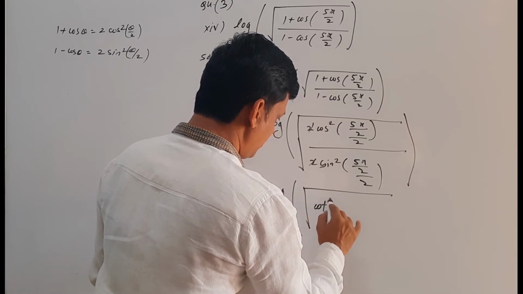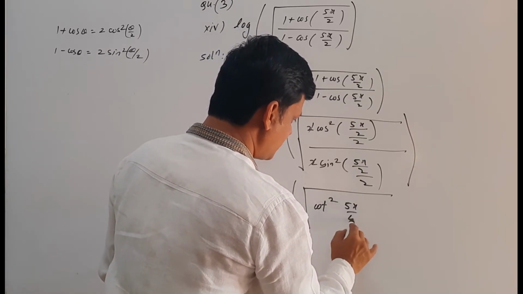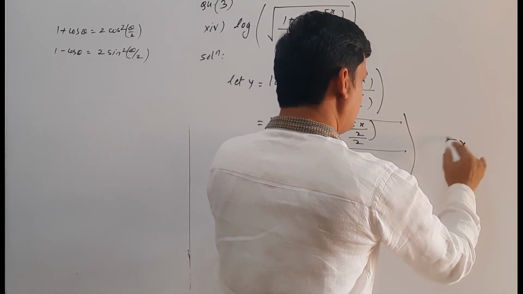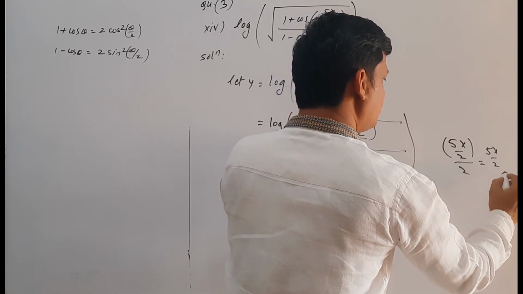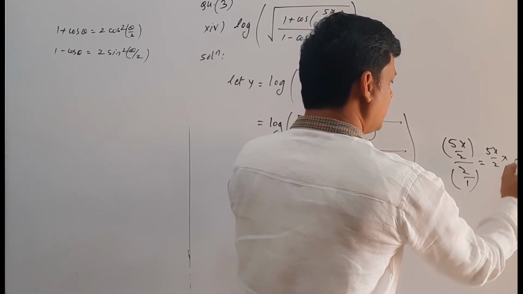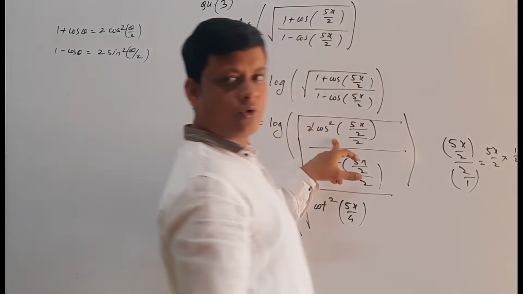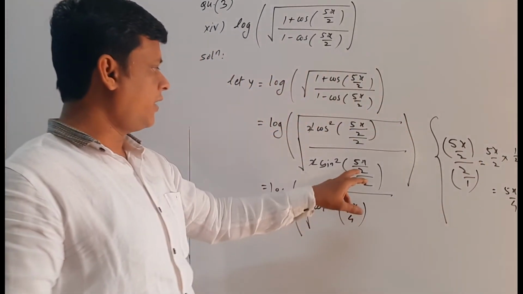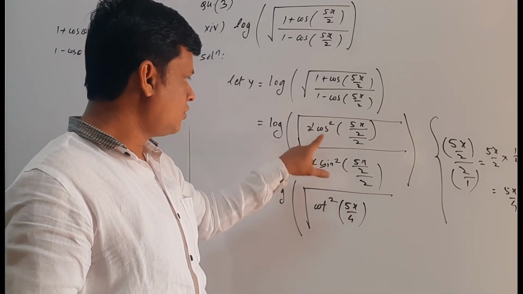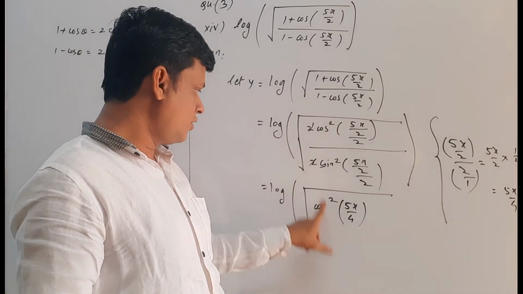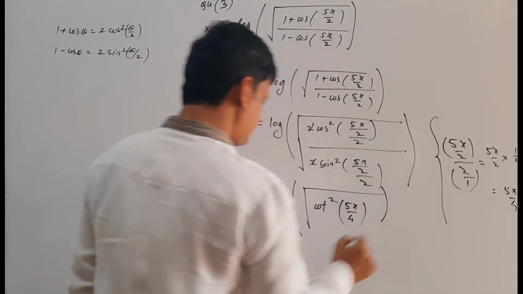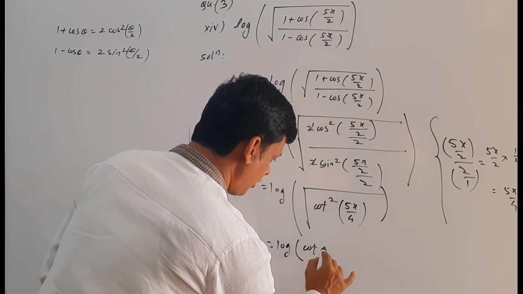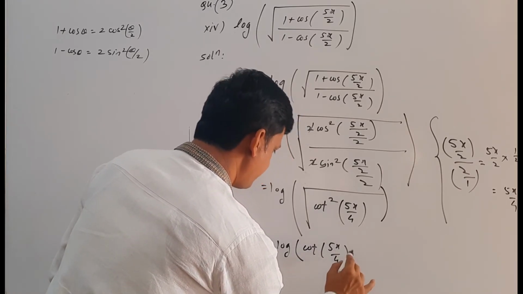So we write here cot square 5x by 4, because this 5x upon 2 upon 2 can be written as 5x by 2 into, here these 2 can be written as 2 by 1. So after taking reciprocal we get 1 by 2, that is 5x by 4. So we write this 5x by 2 upon 2 as 5x by 4. So cos square upon sin square we get cot square. So square and square root get cancelled here. So we write this as log of cot of 5x by 4.